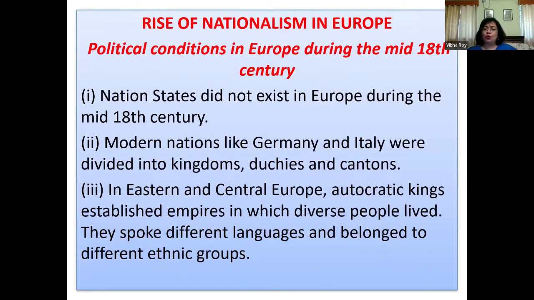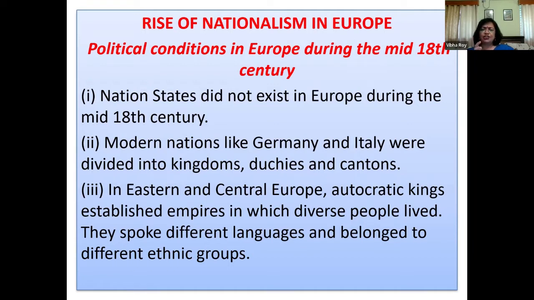So next we come to how the rise of nationalism in Europe takes place. What were the political conditions under which people started fighting for their own nation state? What changes came about during the mid-18th century? So till now, there were no nation states. So the first idea of forming the nation state will come from this time. Nation states did not exist in Europe during the mid 18th century, even though factories were coming up and states were becoming modern. We call them modern because a lot of modernization was taking place, industries were coming, so they were becoming more advanced, but there was no nation state.